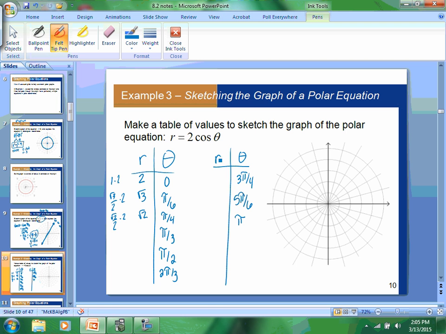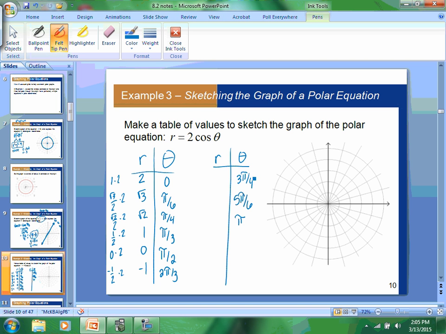Pi over 3, I substitute that in. The cosine value of that is 1/2, times 2 is 1. Okay, good. Get a nice whole number there. Pi over 2, when I substitute that in, the cosine of pi over 2 is going to be 0, times 2 is 0. And then for 2 pi over 3, that cosine value is negative 1/2. So negative 1/2 times 2 is going to be negative 1. So notice now it's the opposite of what I had up here for pi over 3.